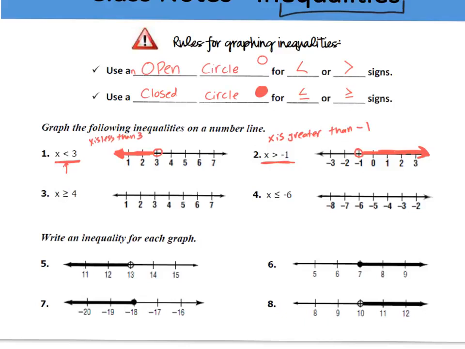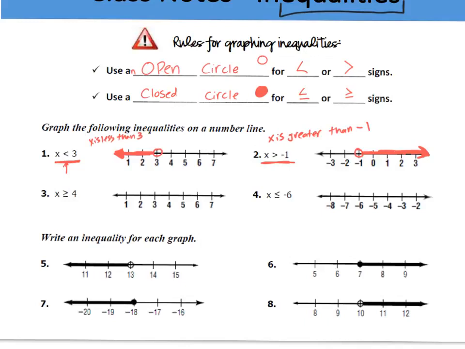Take a moment to make sure that this is in your notes. We call these strict inequalities because it's strictly greater than or strictly less than. And that could encompass things like 2.5, which is less than 3, and 0.5, which is greater than -1. So it includes all those decimal values as well.